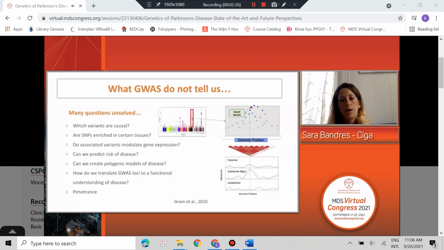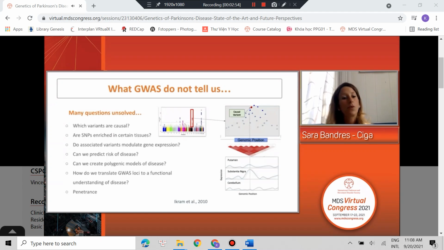And so, although GWAS is this powerful approach that is used to give insights on Parkinson's disease etiology, and we do this in an unbiased manner, there are many things that GWAS studies do not really tell us. And therefore, there are many questions, I would say, that remain unsolved and that certainly warrant further study. I have included here some of them.